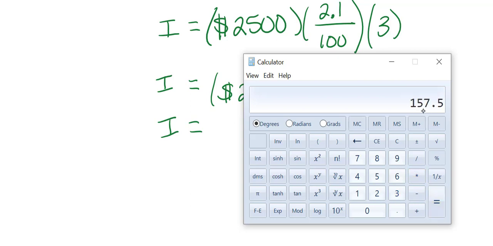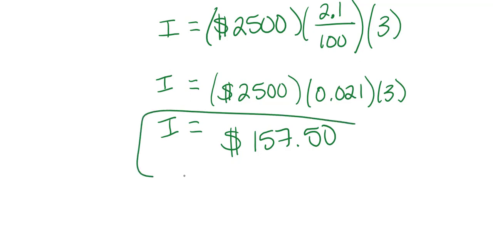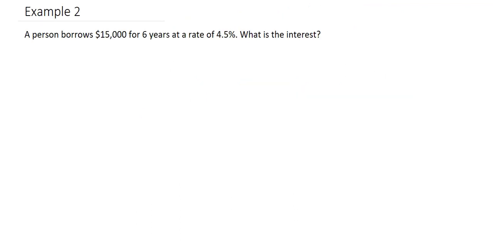And we get $157.50. And so that would be the interest after the 3 years. So now let's go ahead and look at the second example. So example 2, a person borrows $15,000 for 6 years at a rate of 4.5%. So what is the interest?